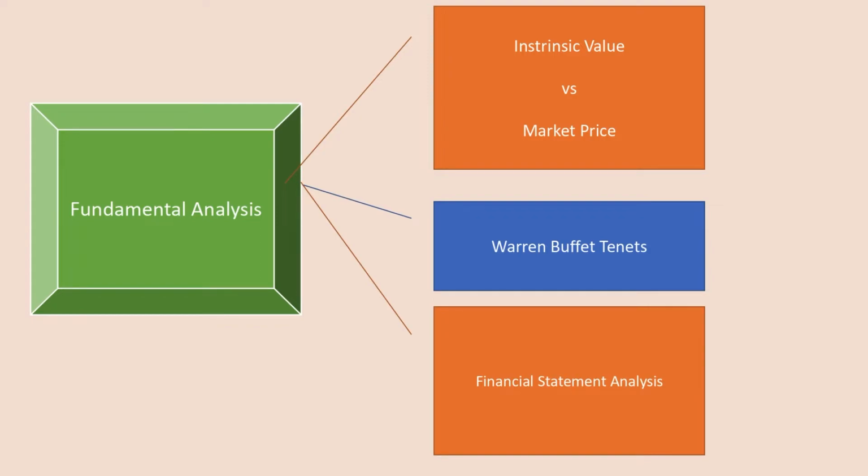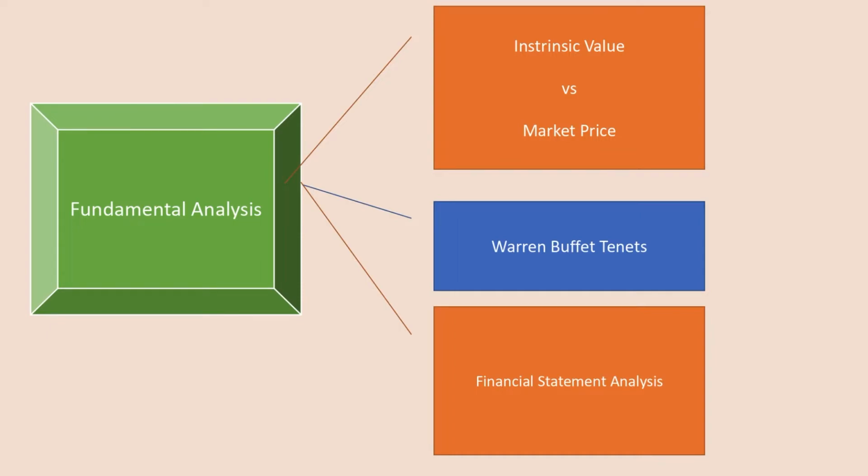Fundamental analysis. First is intrinsic value versus market price. Second is Warren Buffett tenets. Third is financial statement analysis. Intrinsic value is calculated based on our knowledge of the company from the macroeconomic perspective, from the industry, from the company performance and the projection, and using discounted cash flow. This method is applied by Warren Buffett, the greatest famous global investor.